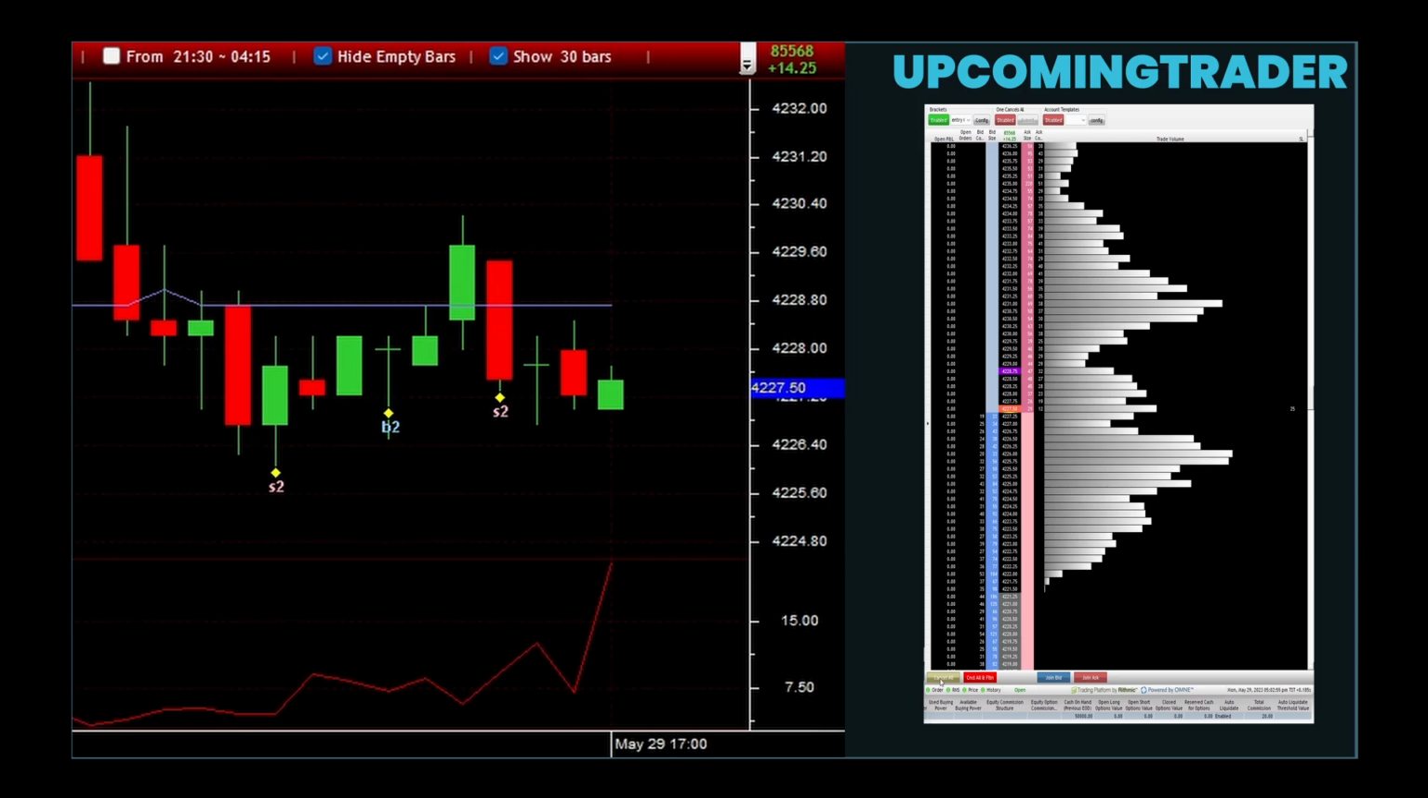Now, let us set up a TPO chart in RTrader Pro. If you have RTrader Pro open, go to the Charting section. You will see an option for TPO or Market Profile. Click on that to open a new chart window.